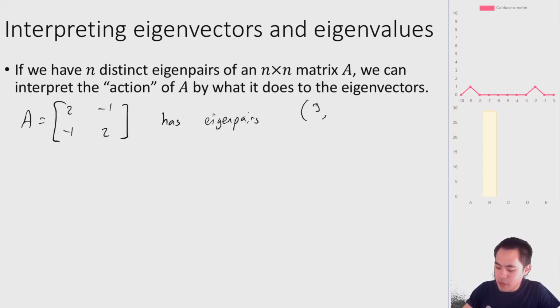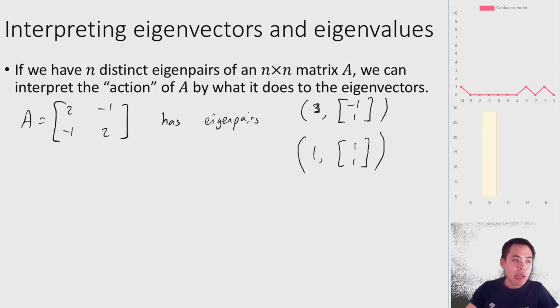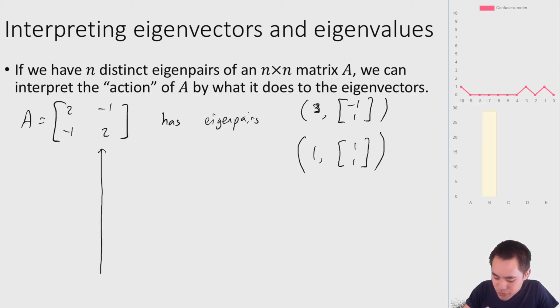They're going to be 3 with eigenvector [-1, 1], and 1 with eigenvector [1, 1]. If you notice, these two vectors are linearly independent, and therefore this forms a basis for the space. Because this basis is formed by the eigenvectors of a matrix that we care about, we'll often call this an eigenbasis. Let's draw this out. Hopefully I'll be able to draw this without making it too messy.